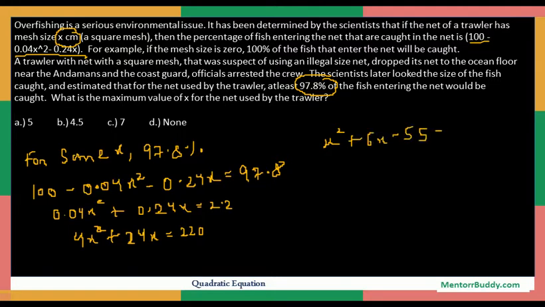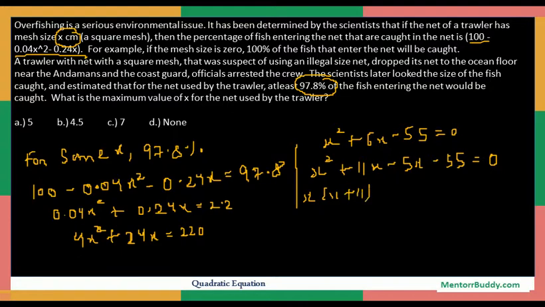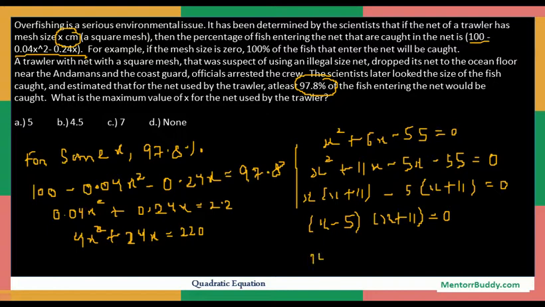Now solving this simple quadratic equation, that will become x square plus 11x minus 5x minus 55 is equal to 0. Taking 11 common, this will become 11 into x plus 5, and taking minus 5 common, this will again become x plus 11. So this will become x minus 5 into x plus 11 is equal to 0. Now we are getting the two values of x: x is equal to 5 and x is equal to minus 11.